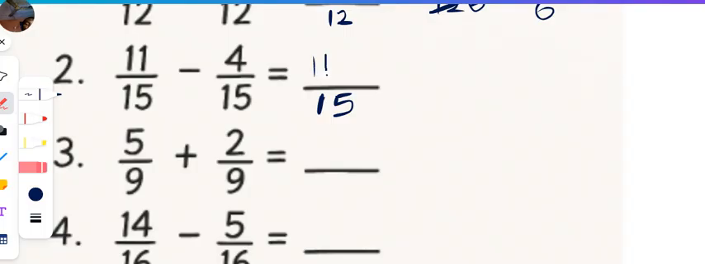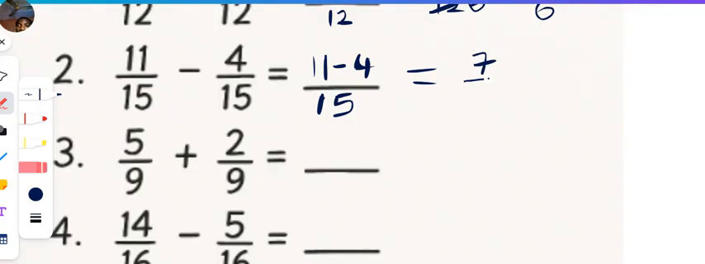Remember, this rule works only for addition and subtraction, not multiplication and division, okay? No multiplication and division in this rule. This rule works just for addition and subtraction of fractions. So 11 minus 4, that's what? That's 9. No. That's 7.